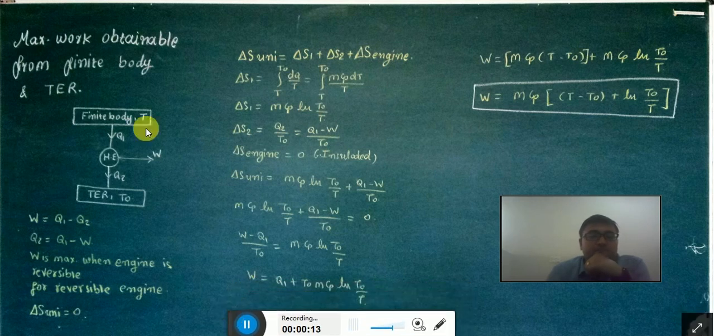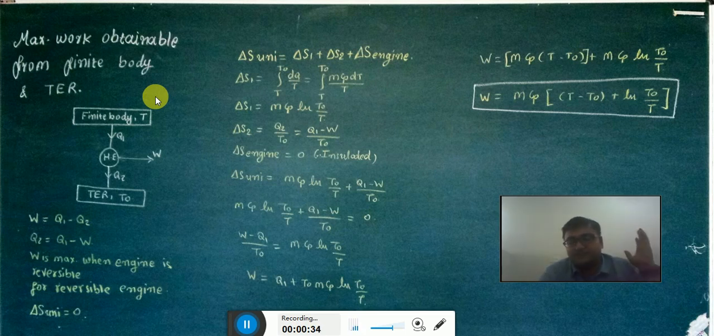The topic is the maximum work obtainable from a finite body and a thermal energy reservoir. First of all, let's differentiate these two things. One is the finite body, meaning a body which has a particular temperature. If the finite body absorbs heat, its temperature increases. If the finite body rejects heat, its temperature reduces.